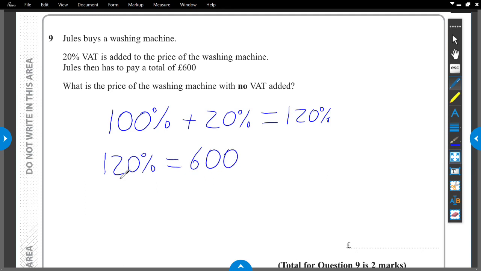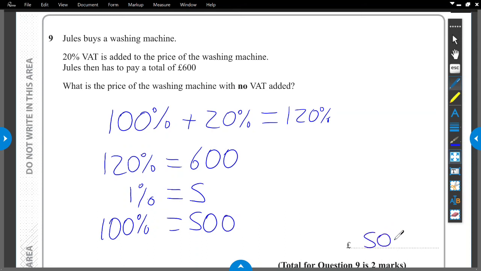From there, we could work out either 10% or 1% if we want. I'm going to go for 1% because it's just a more universal method going down to 1%. So if I divide by 120, that's going to take me down to 1%. I also have to divide the 600 by 120. 60 divided by 12 is 5. So this is also going to be 5 because both of those are basically times by 10. Those zeros would cancel out. So 1% is £5. That must make 100%, 100 lots of this, which is 500.